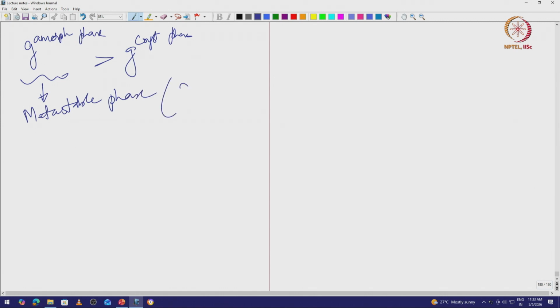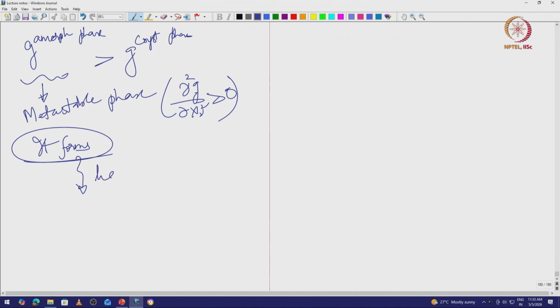And how do I know it is metastable? Because I know that ∂²G/∂x² is greater than 0, the curvature is greater than 0, but it forms. For it to go back to the crystalline phase, I have to heat it a bit. It forms because there is no time for diffusion at room temperature to form the crystalline phase.